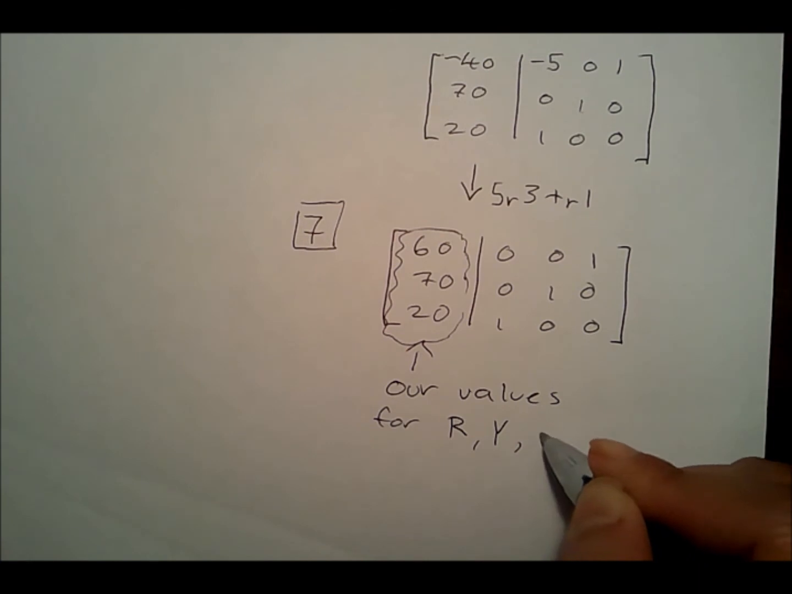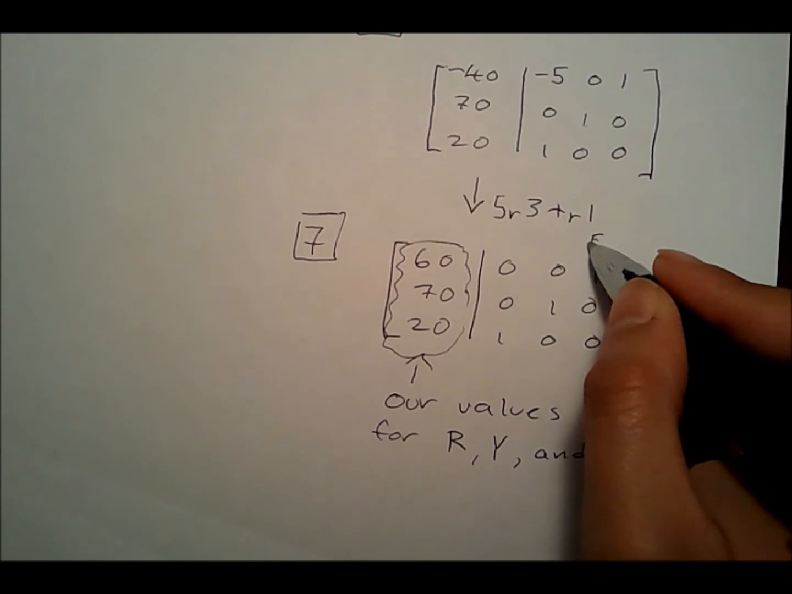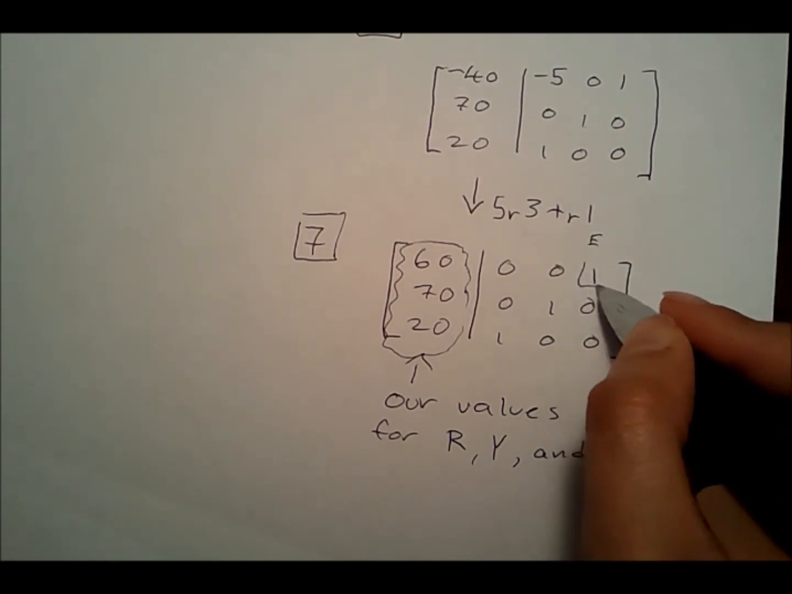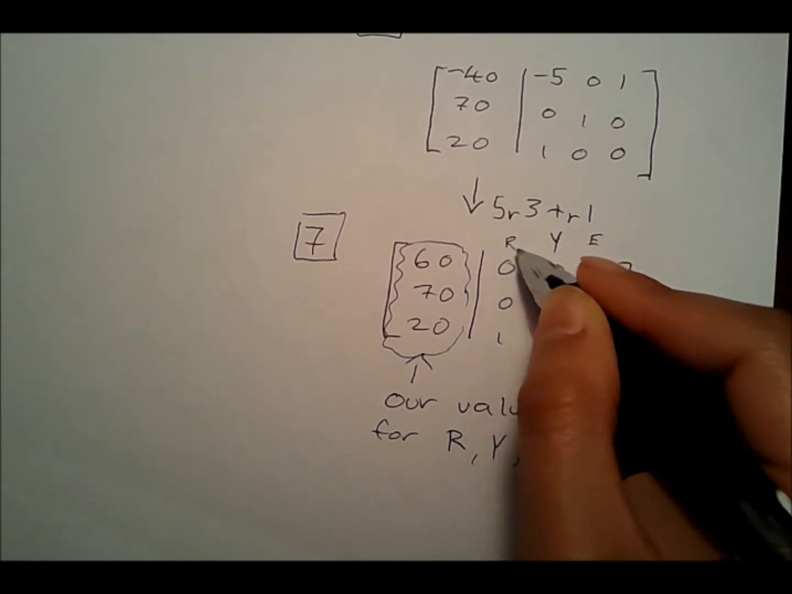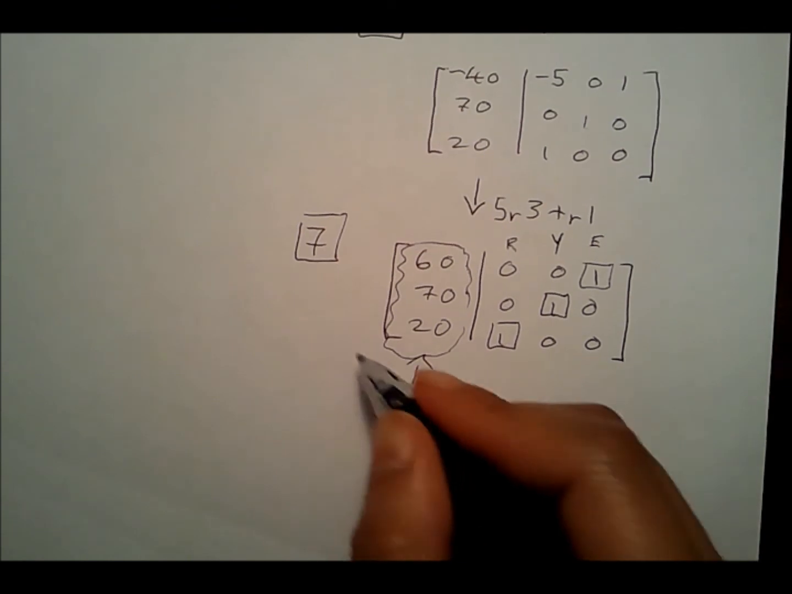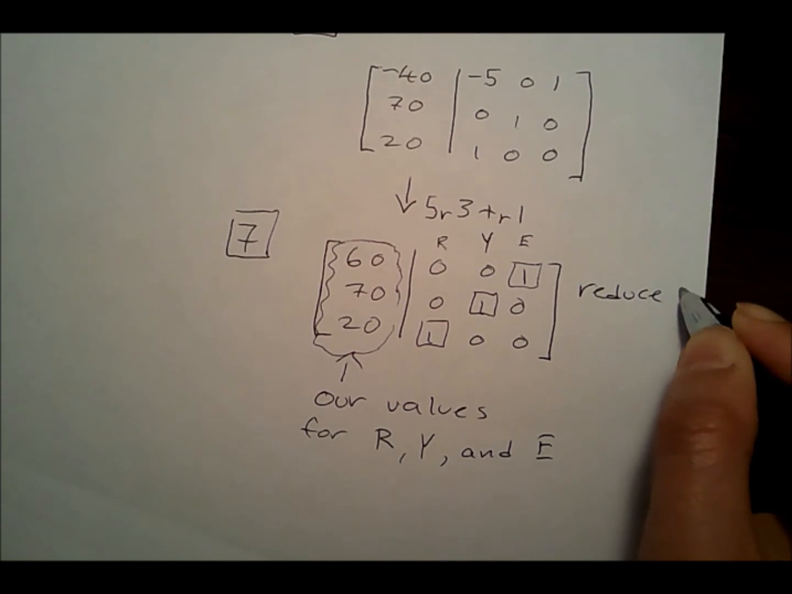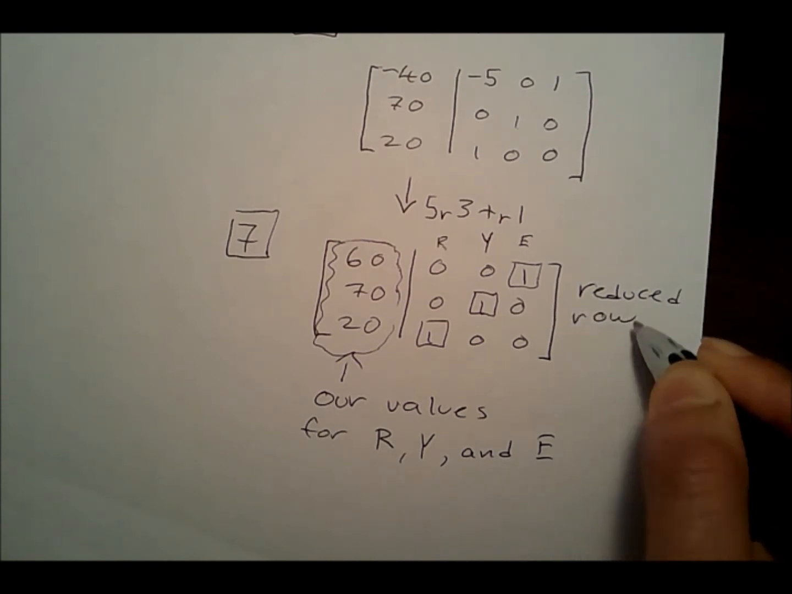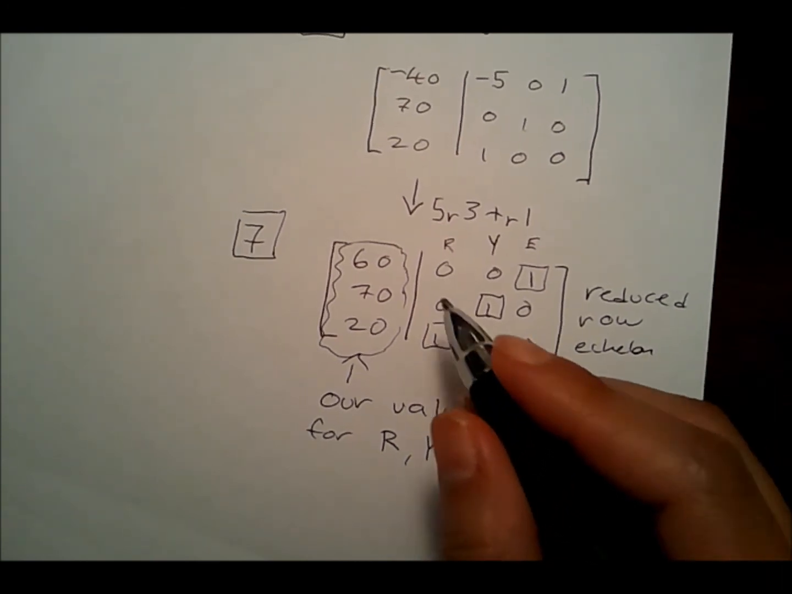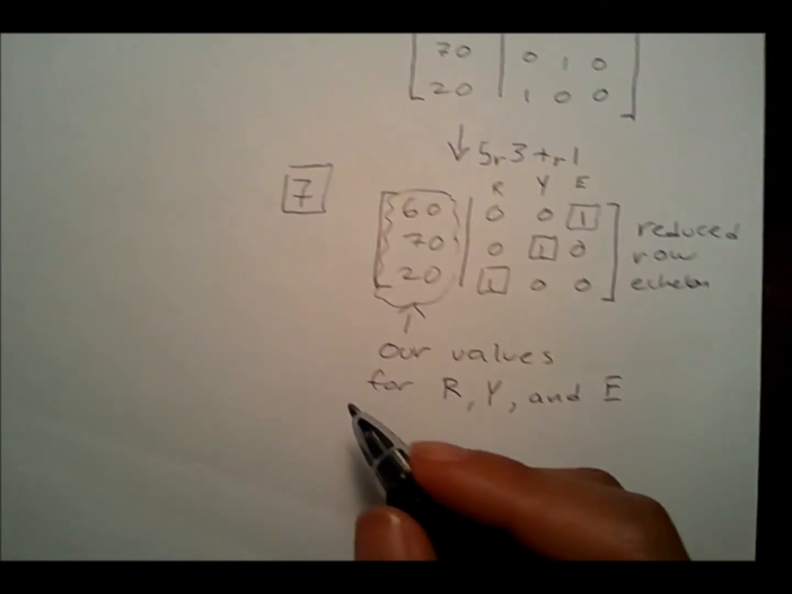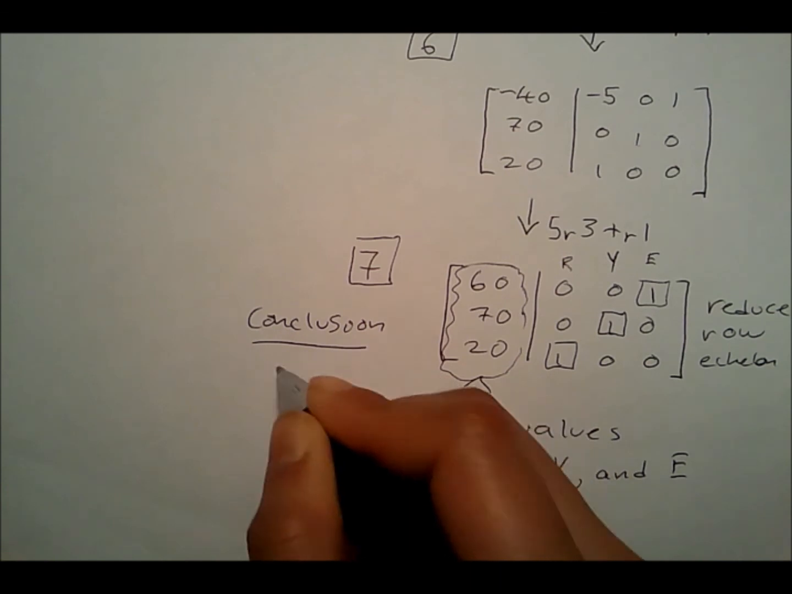So by getting that diagonal in this matrix up here to be 1, 1, 1, you can easily see what the values equal without actually having to rewrite everything. And yeah, this is pretty much the reduced row echelon form. So the final answer for the question, I guess our conclusion, is e equals 60, y equals 70, and r equals 20.